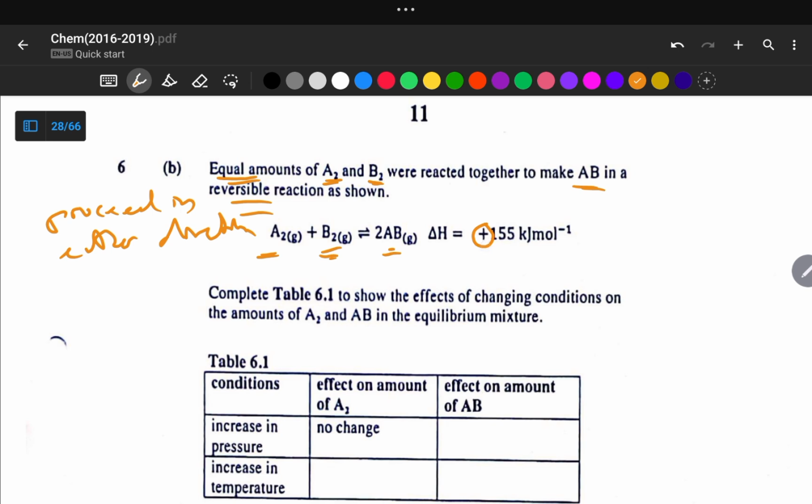So we say the positive sign indicates that the reaction is endothermic. It absorbs heat, right? And if you have a negative sign, the reaction is exothermic, meaning it releases heat to the surroundings, right?